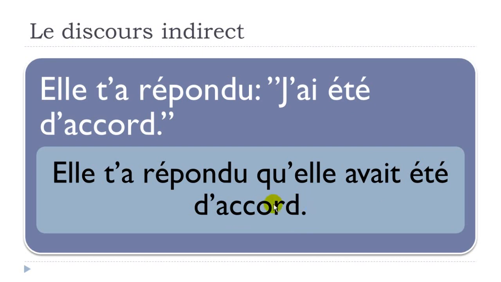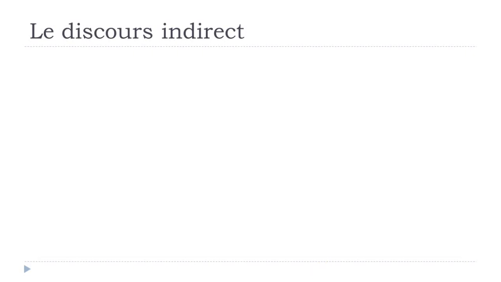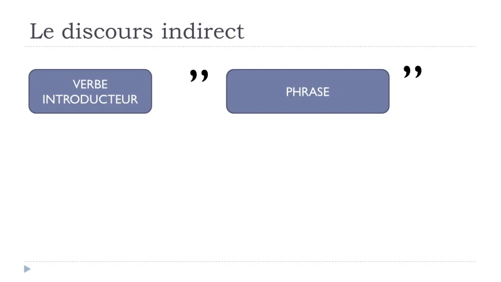All right, so remember, the first part doesn't change. Elle t'a répondu. Sorry, you don't need to modify it. You don't need to change it. But then the second part, so, j'ai été here, passé composé, will become avait été here. So it's the plus que parfait. Okay? So let's see now another possibility.